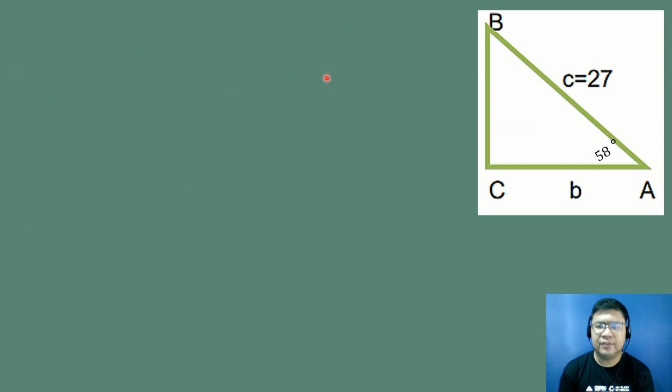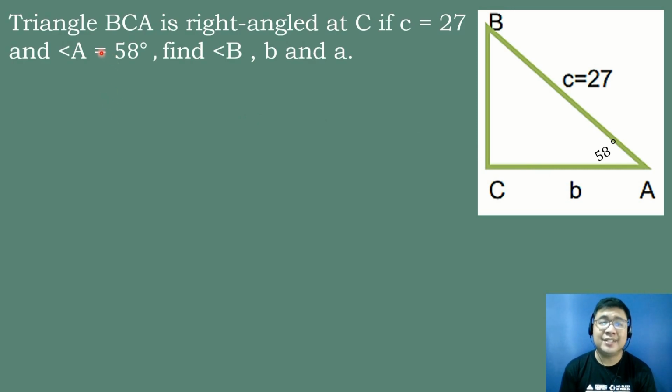So let's now solve for the missing parts of this right triangle using the trigonometric ratios. So the given here is triangle BCA is right angled at C. So meaning to say angle C is equal to 90 degrees. If C or the hypotenuse is equal to 27 and angle A is equal to 58 degrees, find angle B, side B, and side A. So the first thing we need to do is to compute for the missing angle. So the missing angle is angle B.